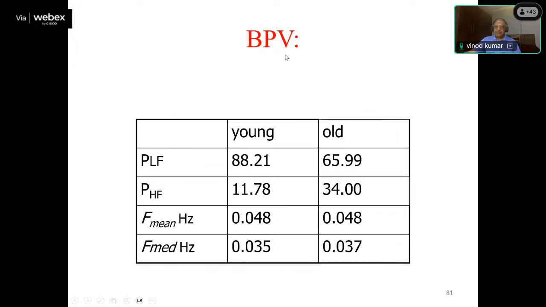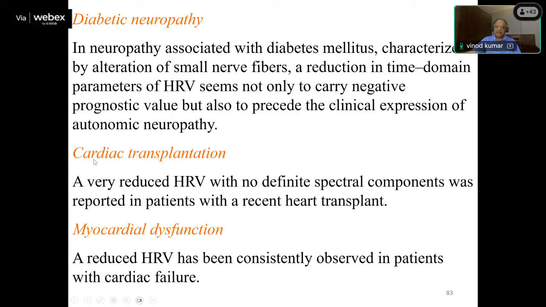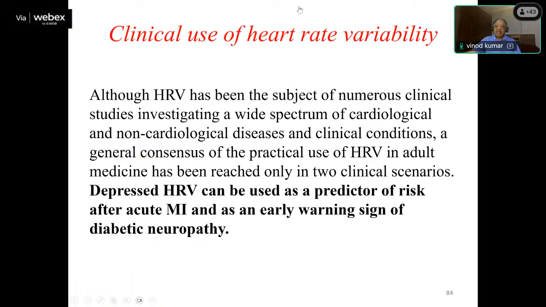And similarly for the blood pressure variability, for young people and old people, the low frequency power and high frequency power, you can directly see that in this case this is more, this is less, low frequency. So the ratio you have to find out. The ratio is important. Low frequency by high frequency, this comes out to be 8. This comes out to be much less. So various pathologies, various diseases like myocardial infarction, cardiac transplantation, diabetic neuropathy, myocardial dysfunctions, and clinical use is there in all these diseases.